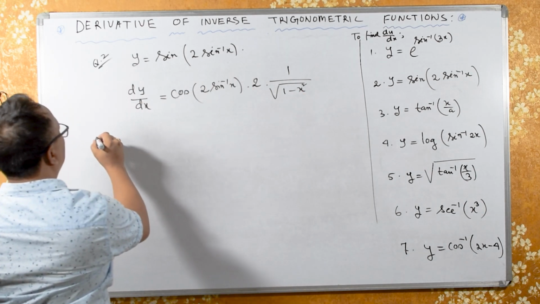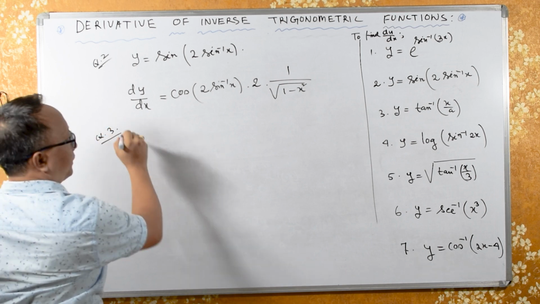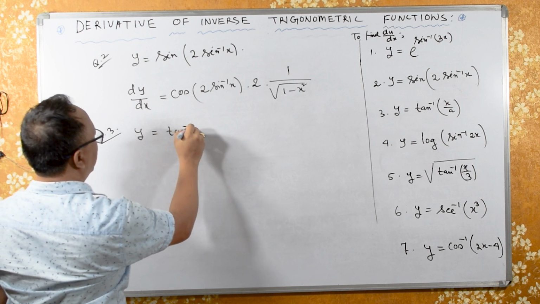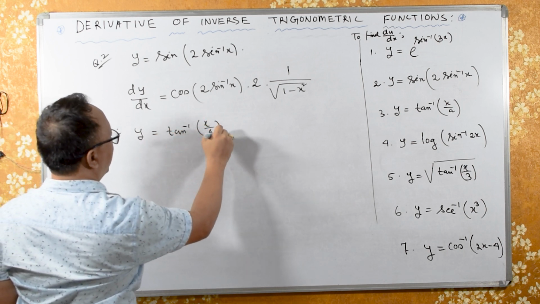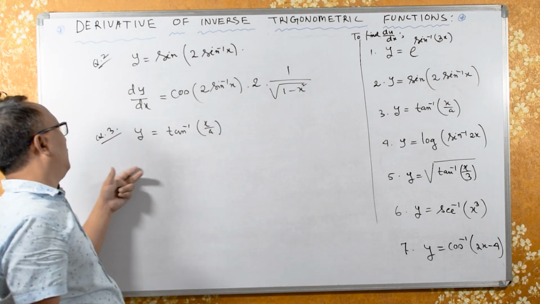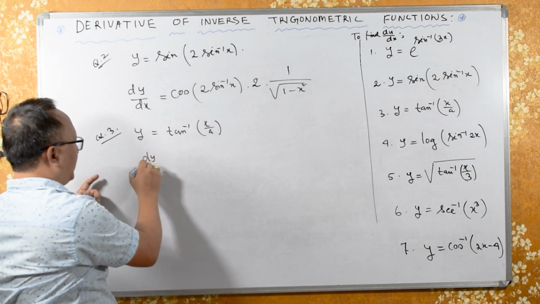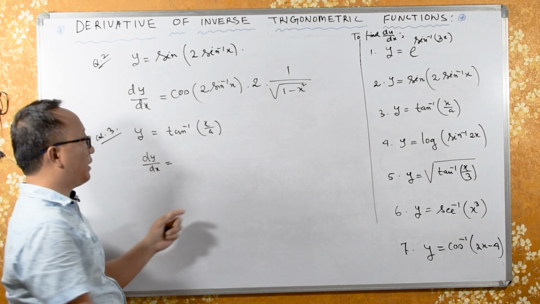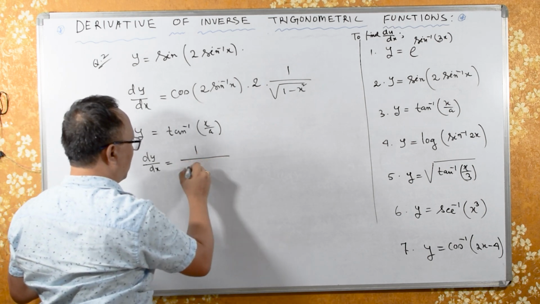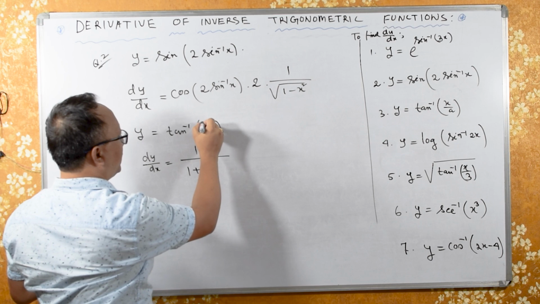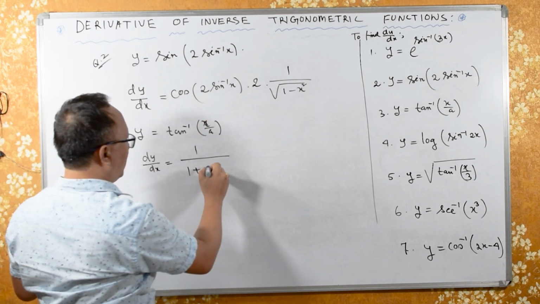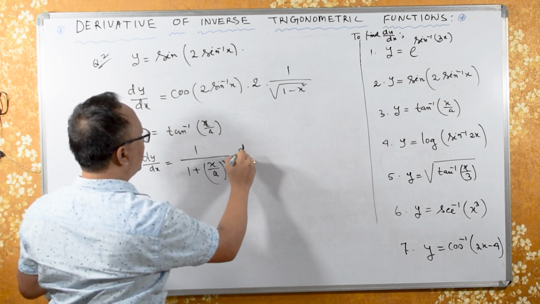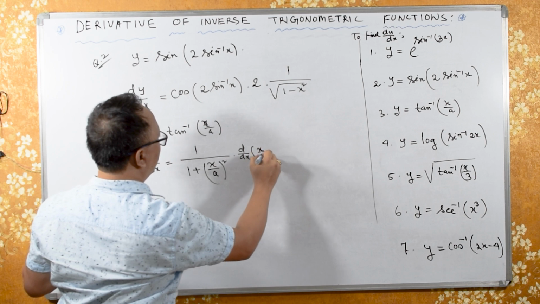Now question 3, we have y equals to tan inverse x by a. Now differentiating with respect to x, we have dy by dx equals to tan inverse x is what? 1 upon 1 plus x square. Here we have 1 upon 1 plus x square. Instead of x, what we have is x upon a. So instead of x, I have x upon a, the whole square into d by dx of x by a.